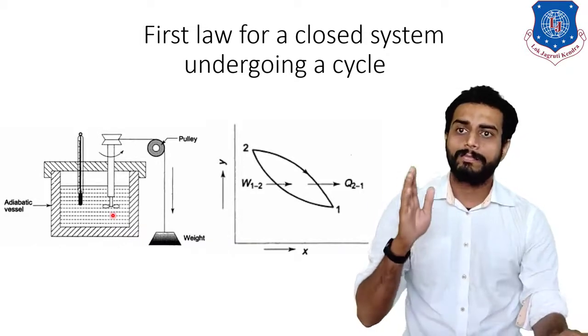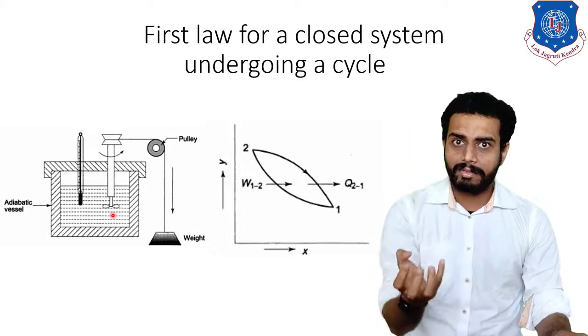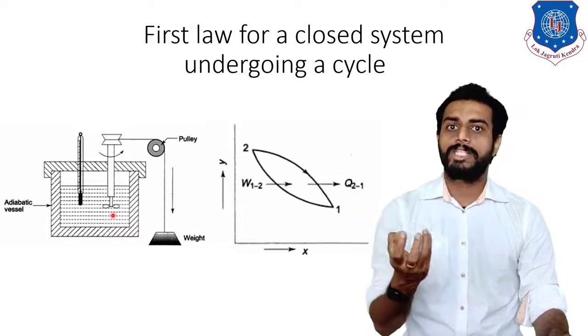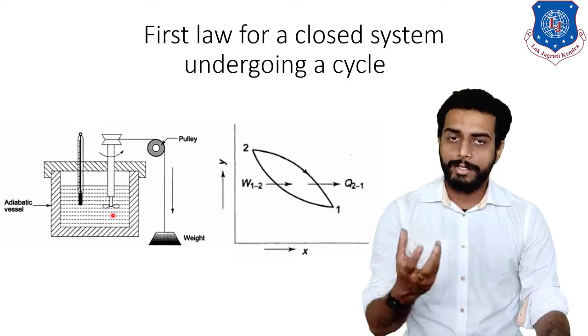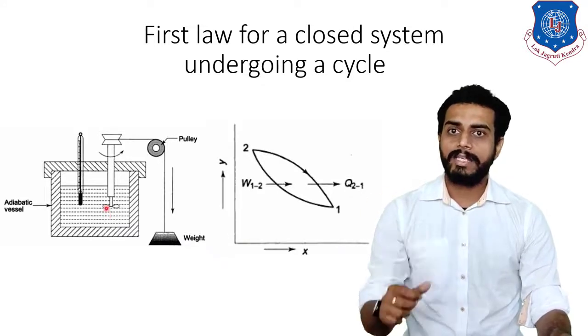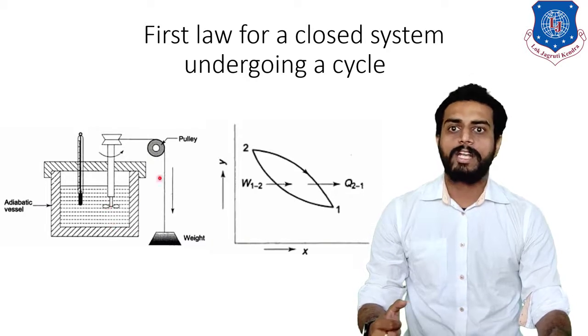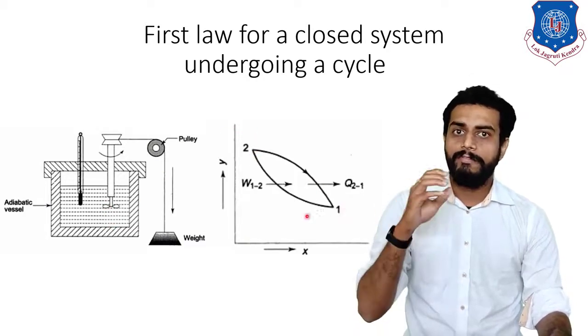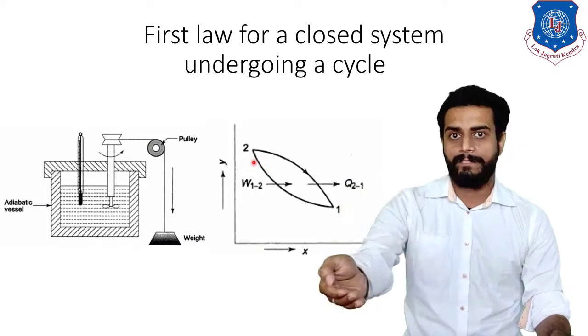Now as soon as we bring the weight downward, a new state will be achieved in the water. That new state we are achieving, let us define it as point number two. So in order to move from one to two, what have we done? We have done work on the system, right?